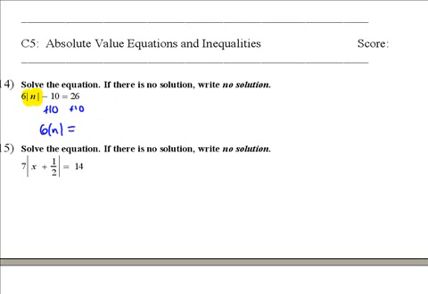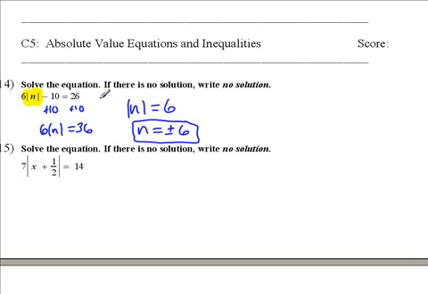Absolute value of n is equal to 36. Divide both sides by 6. Absolute value of n equals 6. That means I could plug in a 6 or a negative 6 right here and get the absolute value of it to equal 6. So there are two answers. Remember, there are two answers to absolute values, usually a positive and a negative when they're simple like this.